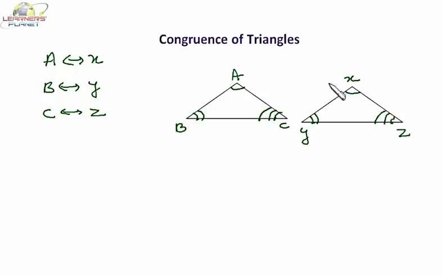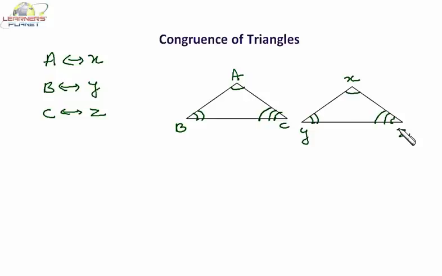One more thing we can observe over here, that is A is matching with X, but A is not matching with either Y or Z. Similarly, B is matching with Y, but B is not matching with X or Z. Okay. So the order in which the angles match is important to identify the 6 elements that go on to make the triangles congruent.